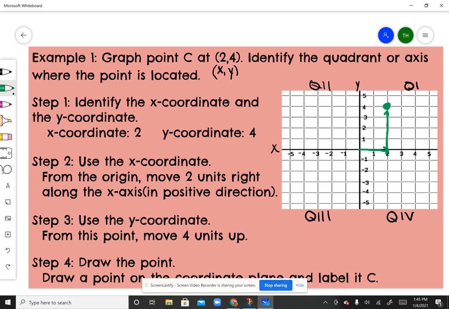That was step 4. But our question said to identify the quadrant or axis, okay? It is not on the x or y axis, so we're going to be identifying the quadrant, which we've already written right here. We know it is located in quadrant 1. The first thing I want you to do when you see a coordinate plane is label your quadrants and your axes.